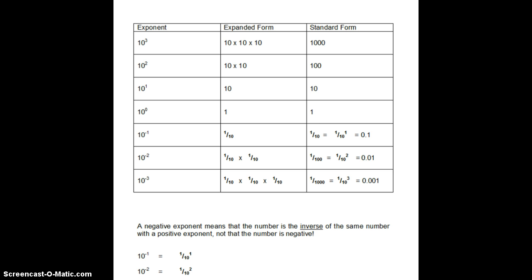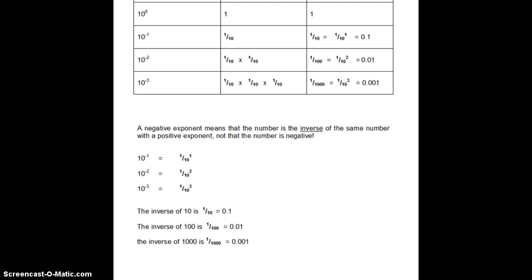So as a recap here, okay, negative exponent means that the number is the inverse of the same number with the positive exponent, not that the number is negative. So 10 to the minus 1 is 1 over 10 to the positive 1. 10 to the minus 2 is 1 over 10 to the positive 2. 10 to the minus 3 equals 1 over 10 to the positive 3. So the inverse of 10 is 1 over 10. As a decimal it is 0.1. The inverse of 100 is 1 over 100, which is 0.01. And the inverse of 1,000 is 1 over 1,000, or 0.001.